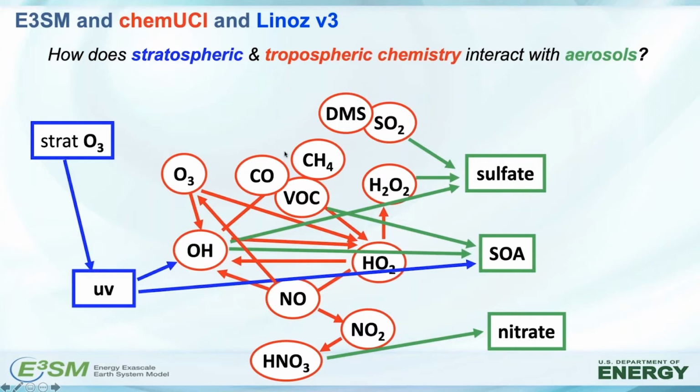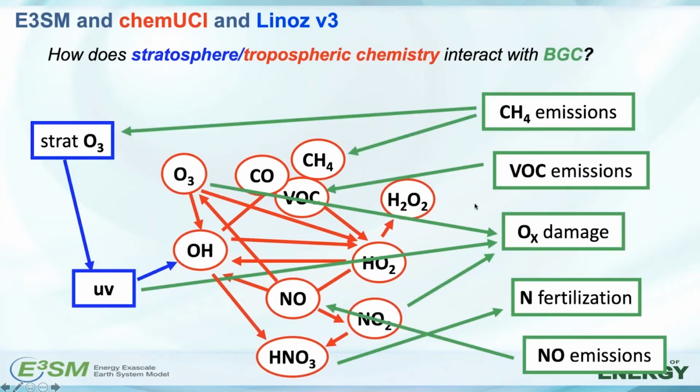With ChemUCI and the Linoz V3, we can look at the interactions between stratospheric and tropospheric chemistry with aerosols, including sulfate, secondary organic aerosol, SOA, and nitrate. And we can also look at the BGC interactions with chemistry, including methane emissions, volatile organic carbon emissions, oxidant damage to vegetation, nitrate fertilization, and NOy emissions.